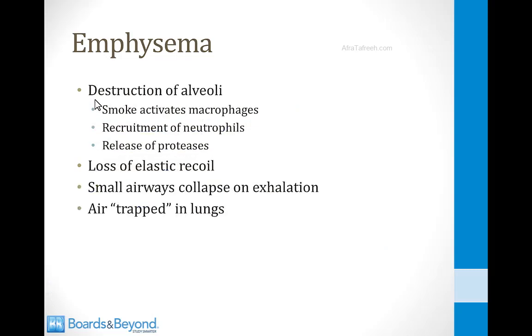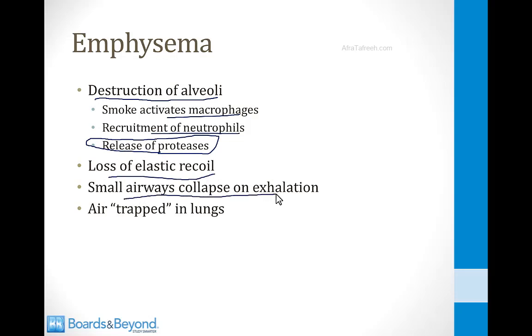So as I said, in emphysema, you get destruction of the alveoli. In the more common type, the smoker's type, the smoke activates macrophages. This leads to recruitment of neutrophils, and then you get production and release of proteases, which overwhelm the antiproteases. When you lose alveoli, you lose the elastic recoil of the lungs, and this is what leads to obstruction. This is going to cause the small airways to collapse when you exhale and air to get trapped in the lungs.